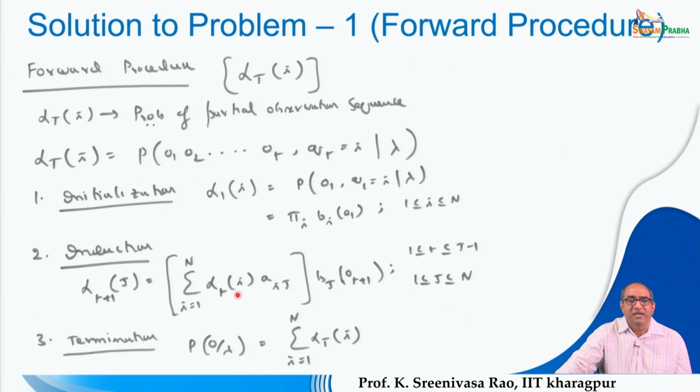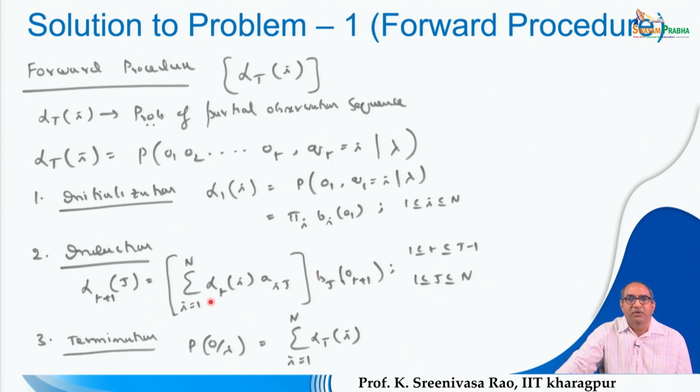Alpha t of i is nothing but the partial observation sequence till time t, with the system in state i, where i can be any one of the n states. Our interest is that at t plus 1 the system should be in state j. So from time t the system may be in any one of the n states, and from these n states the system may move to state j in the next instance.